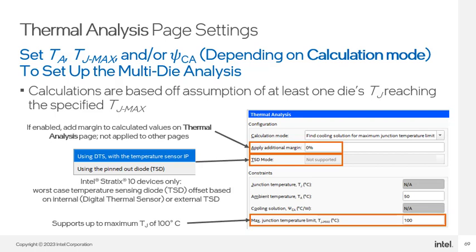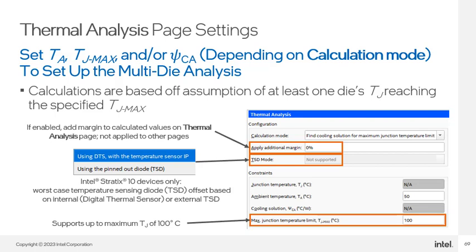Here's a closer look at the thermal analysis settings on the thermal analysis page. Depending on the calculation mode, different options to set are available, such as the ambient temperature and TJ max. The PTC reports thermal values based off these settings, with the assumption that at least one of the device dies is at the specified TJ max. That means that the numbers provided can be used to create a cooling solution that will keep the junction temperature for any die at or below the specified value.